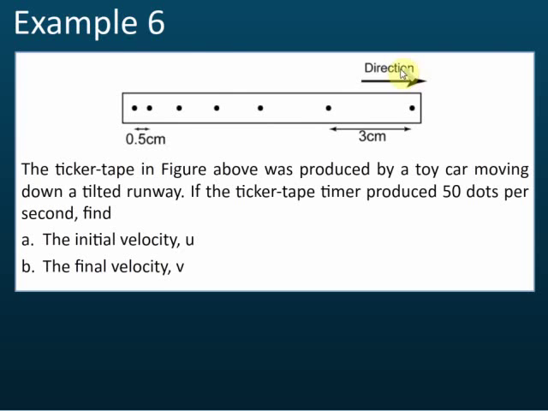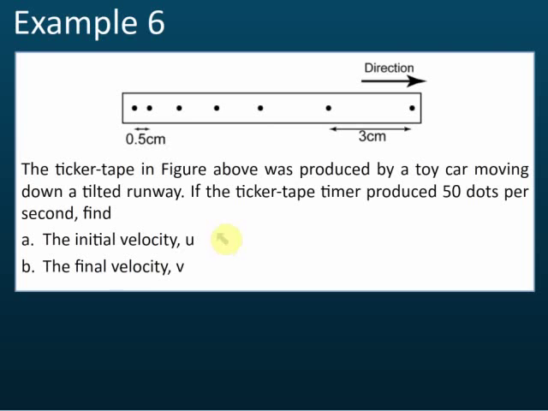Okay, no problems. Then let's see example 6. Example 6 is for you, these questions, we have A, B, C, D. A, B is to find the velocity. C, D is to find the time and also the acceleration. We will discuss C, D in the next slide. This is actually finding acceleration, but we find the velocity first.